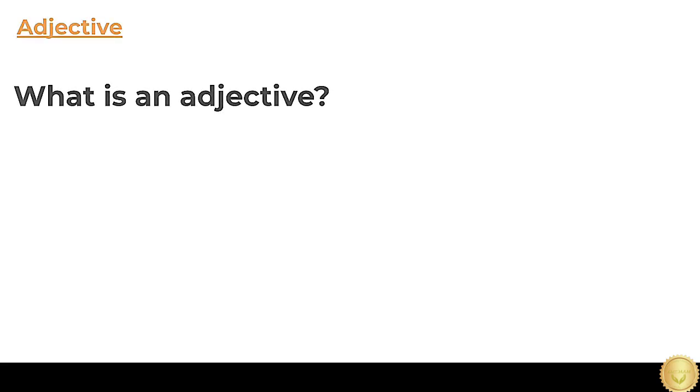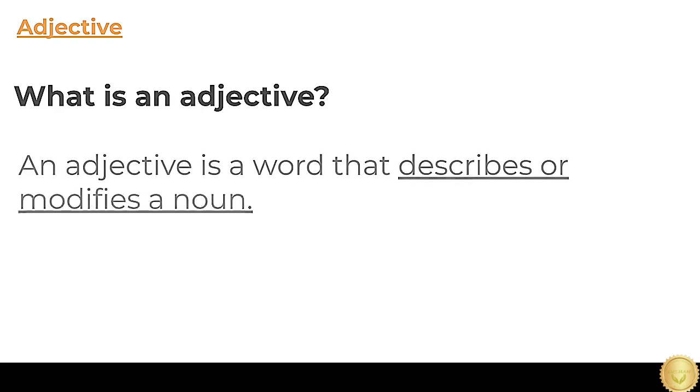Okay, that was an overview of verbs. Now we can dive into our adjectives. So what is an adjective? This is a describing word, and it focuses on describing or modifying nouns. And there's all different types of adjectives. So we'll look at that together.